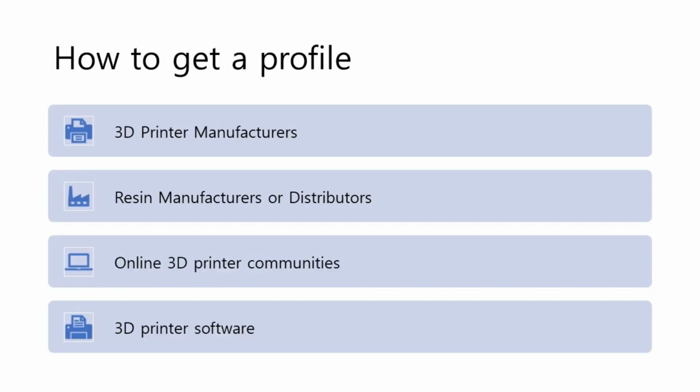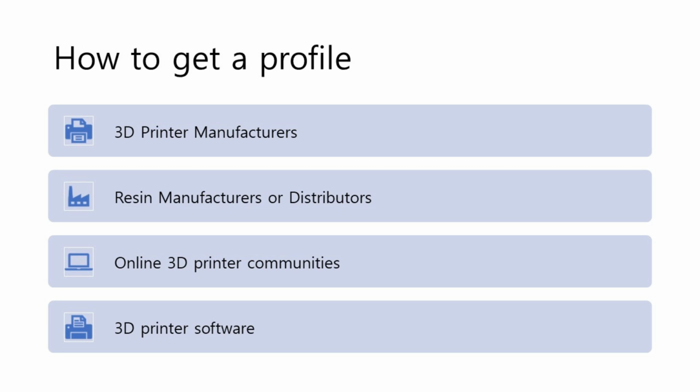Resin profiles are often provided by 3D printer manufacturers or the community, and you can use them to optimize the performance and quality of your model. Depending on your printer and resin type, you can choose the best profile to achieve the desired output results. Below are a few ways to find resin profiles. 1. 3D printer manufacturers. You can visit your 3D printer manufacturer's website to find the resin profile for your model.